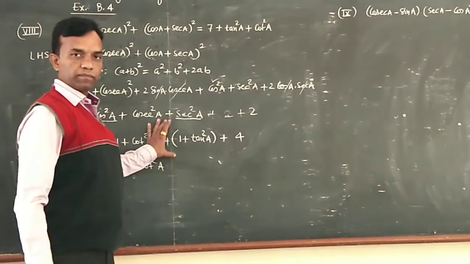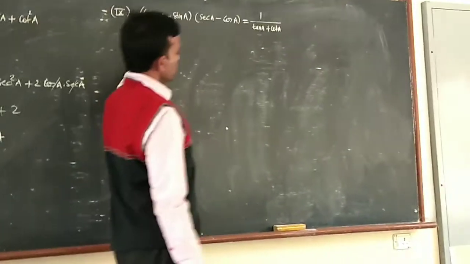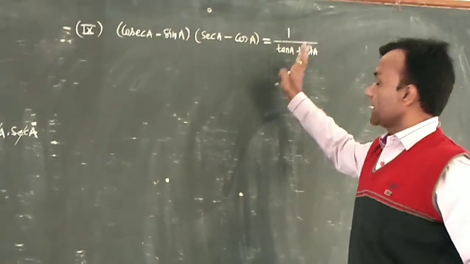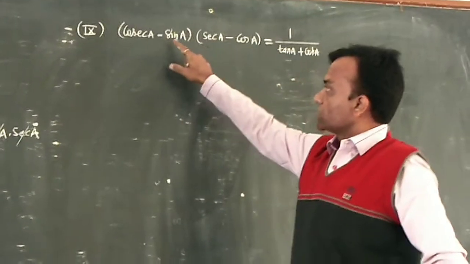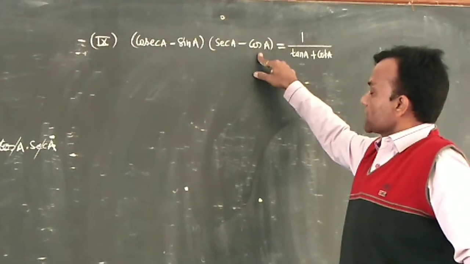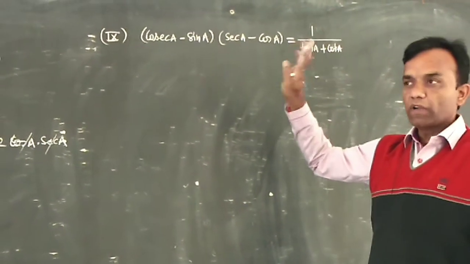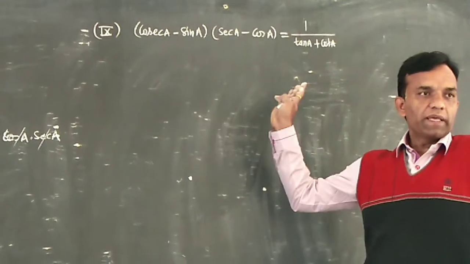Any doubt? No. Okay, then now the second last question, 9th. Here both the left hand side and right hand side are lengthy. You have on the left hand side (cosec A minus sin A)(sec A minus cos A) equal to 1 upon tan A plus cot A. Okay, all the trigonometric ratios are not given in the same form. They are all given differently.